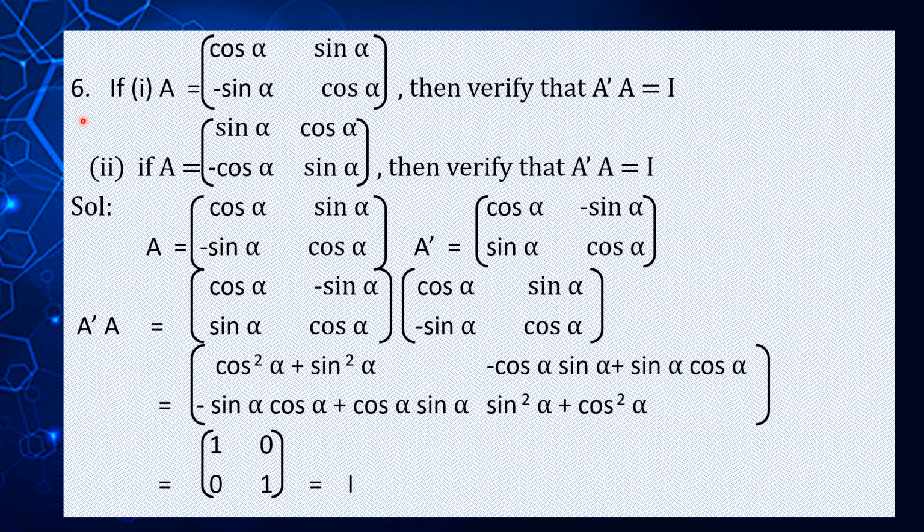Now the sixth question from the exercise. If the first part, A is equal to cos alpha, sin alpha, minus sin alpha, cos alpha, then verify that A transpose A is equal to I. We know that I is the identity. Identity would be 1 0 0 1. So we have to verify the first part: A transpose A is equal to the identity matrix.